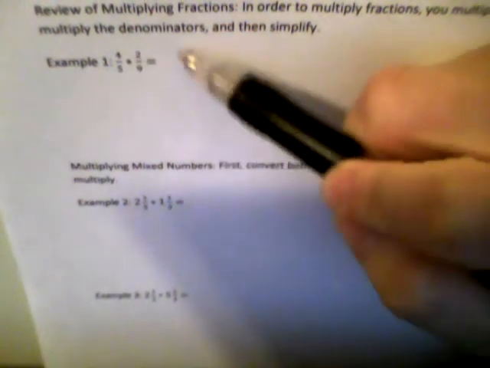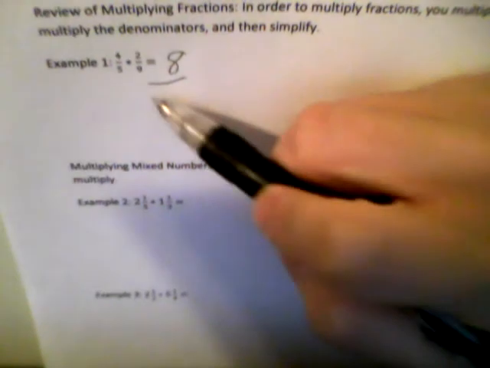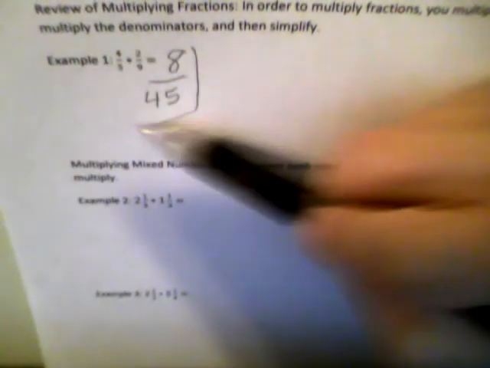In order to multiply fractions, you multiply the numerators together, and then you multiply the denominators together, and then you simplify. So for example, 4/5 times 2/9. First, I multiply my numerators together. So 4 times 2 is equal to 8, so I get 8 on top. And then I multiply my denominators together. 5 times 9 is 45, so I have 8 over 45. This can't simplify, so this would be my final answer.